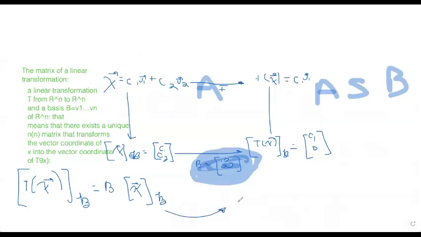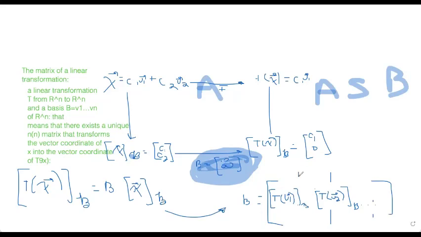Based on this, the book further clarifies that we can write this B matrix as a situation where each of the columns is the vector coordinate of T of V1, the vector coordinate of T of V2, and so on and so forth for all of the columns. And that is how we can define this B matrix. And of course, I will show you how to compute this in a minute.